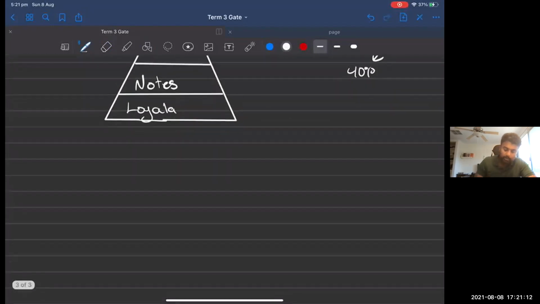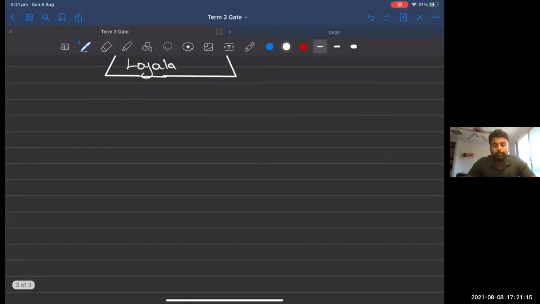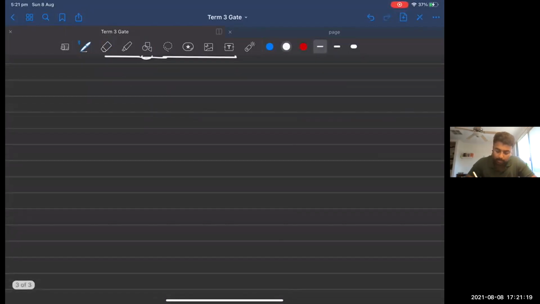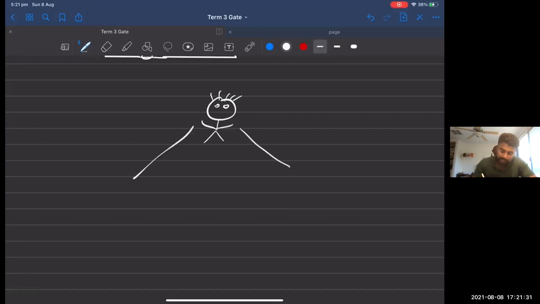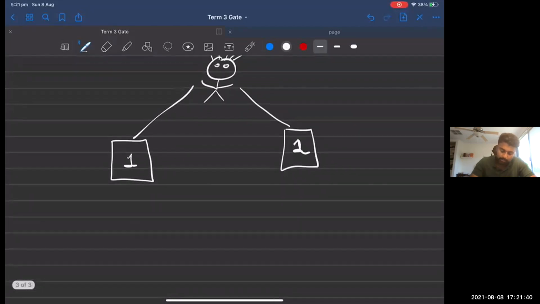Good. Notes, right. I went through this in class, but basically, let's just say this is an average student, let's call him Melvin. Now Melvin here wants to get into GATE, right? What Melvin should do is have two notebooks at his house, notebook 1 and notebook 2.